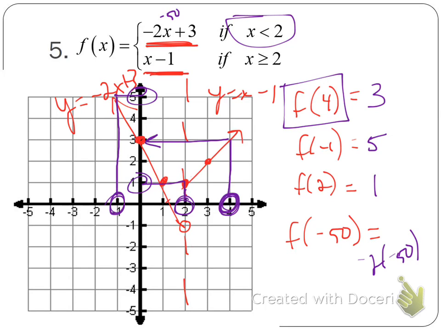And then I can just do some arithmetic to find the value of the function when x is negative 50. Negative 2 times negative 50 is 100. 100 plus 3 is 103. Okay, so that's how we use the function to evaluate for a given x. You have to figure out which part of the graph you're in and then plug that x value in for x in that equation. All right?